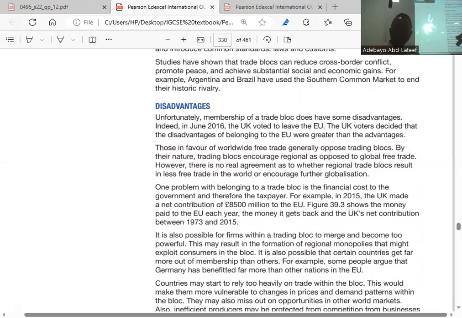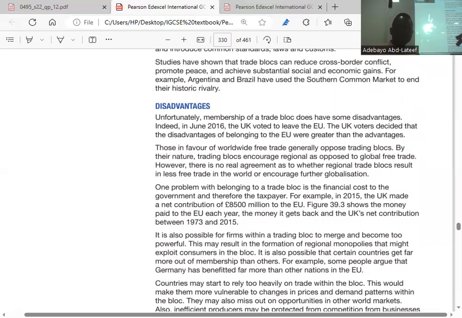Unfortunately, being a member of a trade bloc does have some disadvantages. Indeed, in June 2016, the UK voted to leave the EU. That's Brexit. You hear Brexit, right? Brexit, British exit. So the UK voters decided that the disadvantages of belonging to the EU were greater than the advantages. Those in favor of worldwide free trade generally oppose trading blocs.